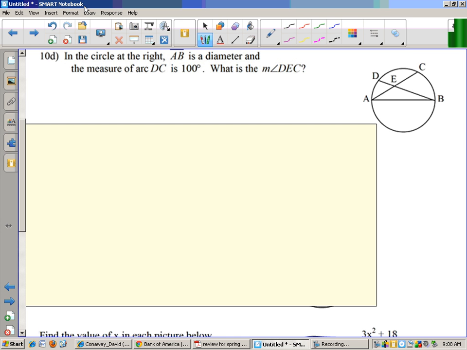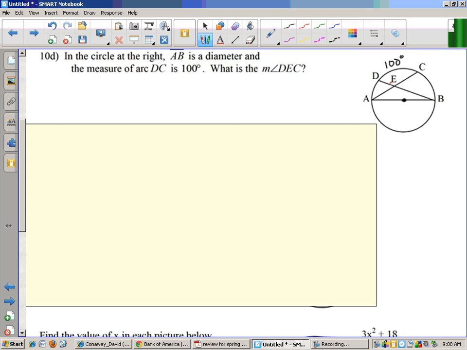In the circle at the right, AB is a diameter. That's great. So that means it goes through the center. It's a diameter, and the measure of arc DC is 100 degrees. So this arc is 100 degrees here. What is the measure of angle DEC?